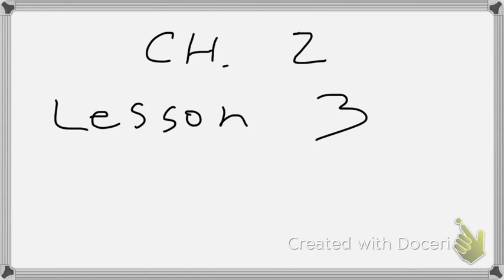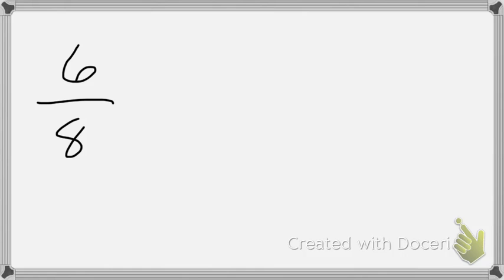Chapter 2, Lesson 3, we're going to talk about simplifying fractions, reducing fractions, making them smaller. So fractions can always be smaller. We can simplify them or reduce them, which means the same thing. Sometimes it'll ask to reduce a fraction or simplify, so we're just making it smaller. And the way we're doing that is we're looking for a number that can go into both the numerator and denominator evenly. So for example, we have 6/8.